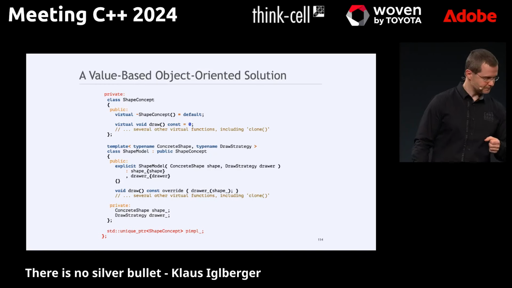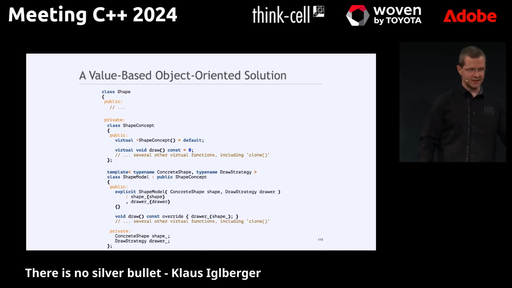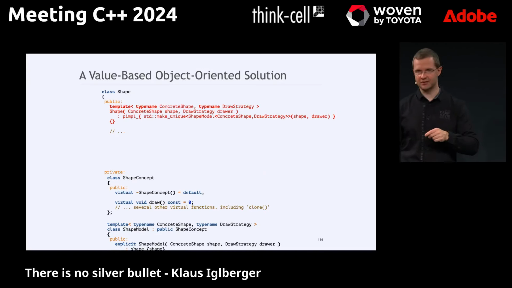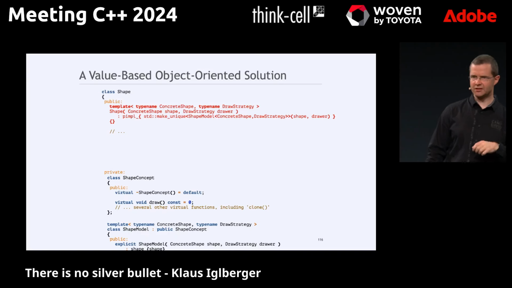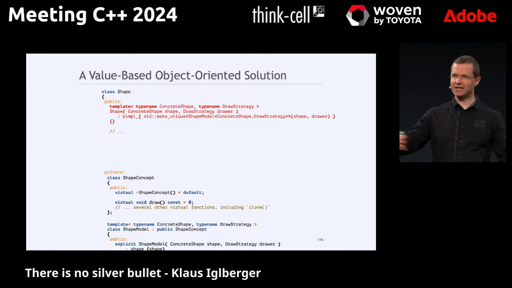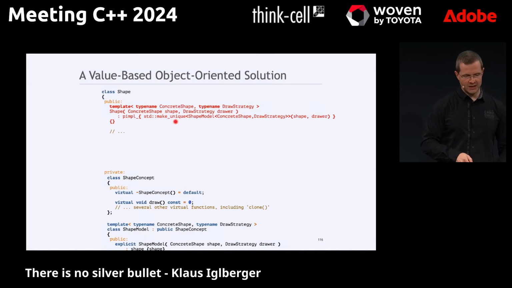The only thing that now really is missing is that we update this class into anything that the value needs. First, of course, we need to create one of these. So let's add a constructor, a templated constructor. Constructor that takes any kind of shape, any kind of draw strategy, so any kind of implementation detail, and just brings them together. So we make unique a shape model, a specific one, instantiate the thing, pass the things that you received, and store it in our pimple.